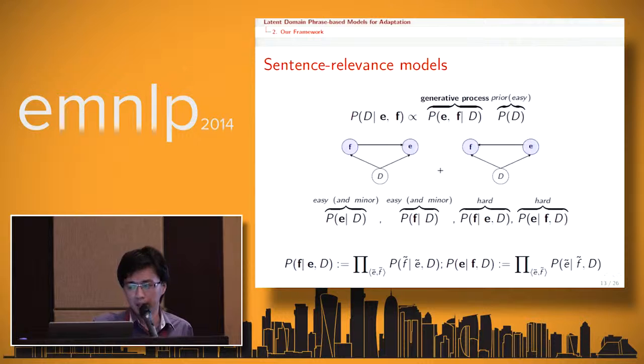Our generative process is really simple. We can use D to generate E first, and then both D and E can generate F. The other option is that we can use D to generate F first, and from both D and F we can generate E. To model this, we need four components. The first component is how we generate E from D, the probability of E given D, which is really easy. It's kind of a language model.